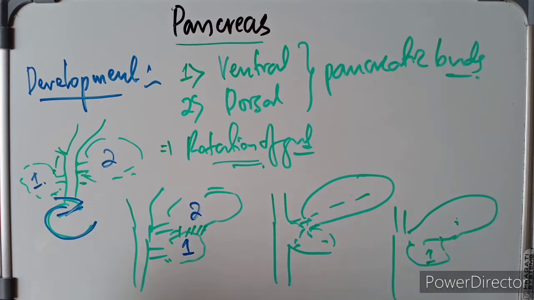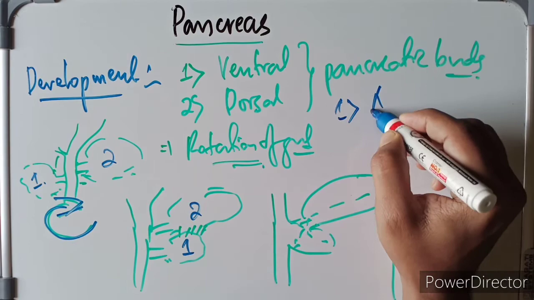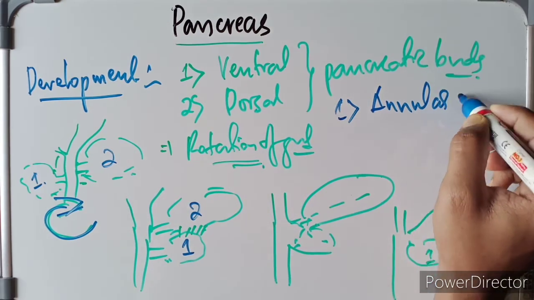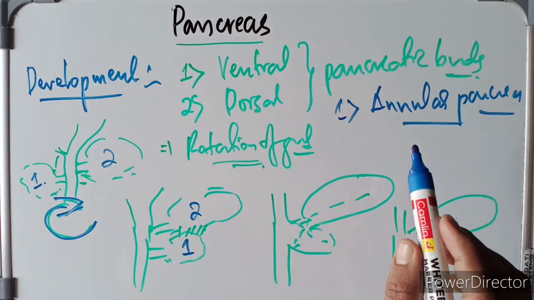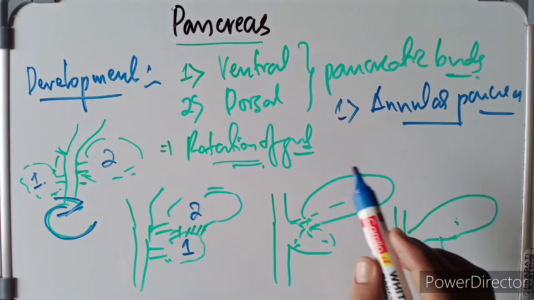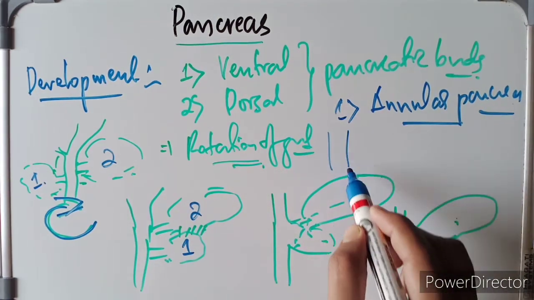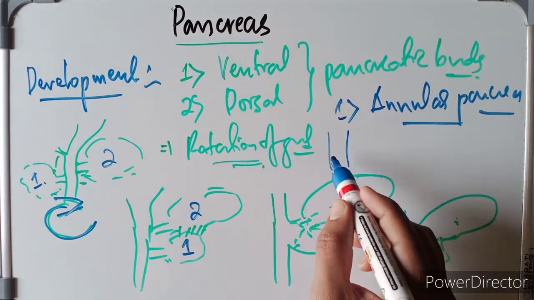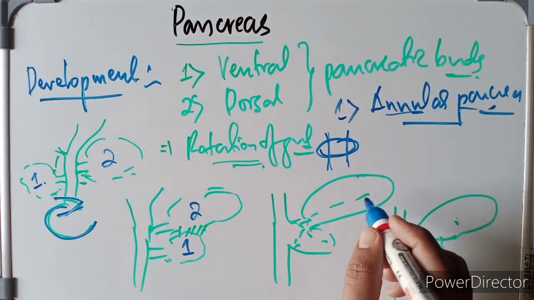So what are the congenital anomalies we have in the development? Firstly we have the annular pancreas. Annular pancreas is a developmental anomaly in which a ring of pancreatic tissue will encircle the second part of the duodenum. We have the second part of the duodenum, right? So some pancreatic tissue will encircle the second part of the duodenum. This is known as the annular pancreas.